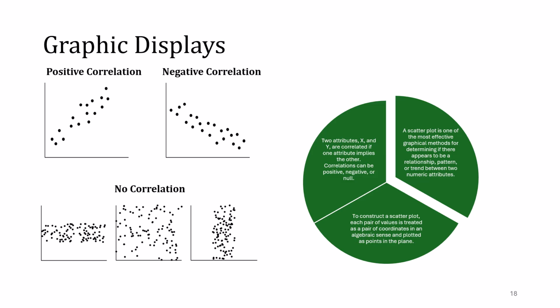Two attributes X and Y are correlated if one attribute implies the other. Correlations can be positive, negative, or null. The scatter plot is one of the most effective graphical methods for determining if there appears to be a relationship, pattern, or trend between two numeric attributes. To construct a scatter plot, each pair of values is treated as a pair of coordinates in an algebraic sense and plotted as points in the plane.